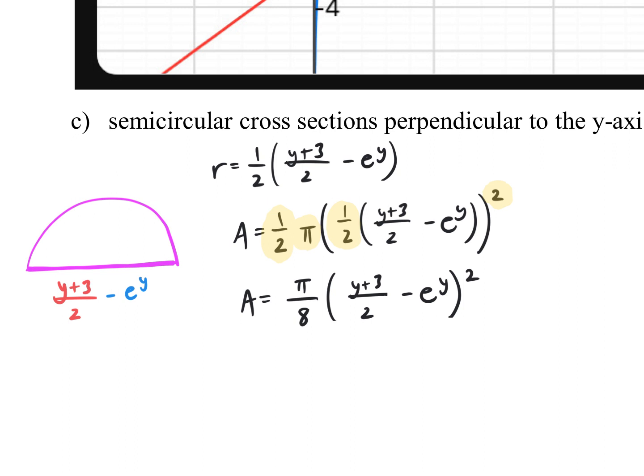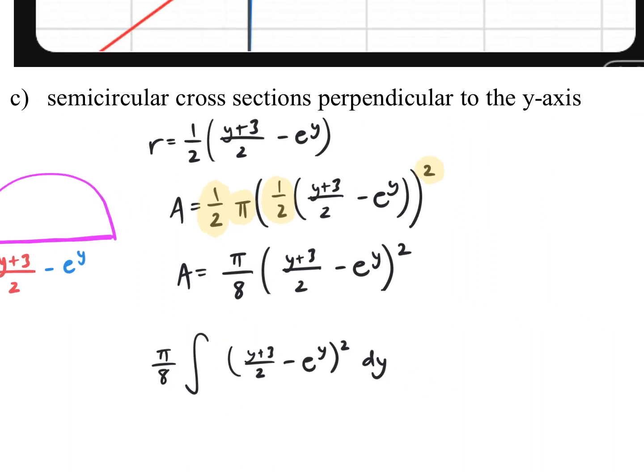Okay, so now I have the area formula. I need to integrate that. I'm integrating it from my y value number 1 to my y value number 2. We'll talk about what those are in a second. I'm just going to put my pi over 8 out front, and then I've got (y plus 3 over 2 minus e to the y) squared. I need to figure out what I'm starting at and what I'm going to, so I'm going to label that A and B.